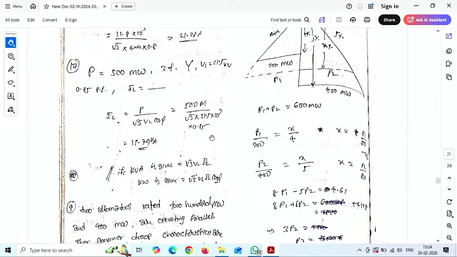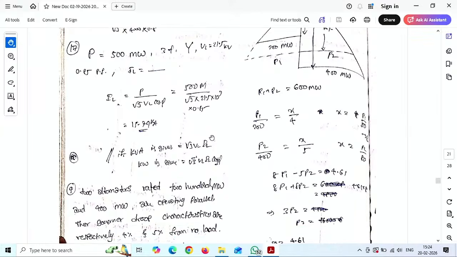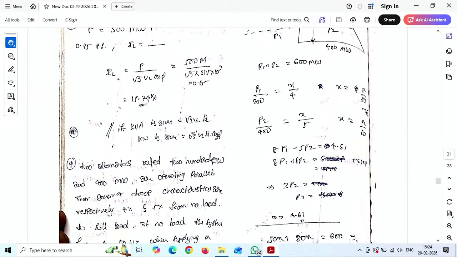X now we calculate as how much? 4.61. Resultant drooping is now settling at 4.61. He is asking the new set frequency. When they are operating, at what frequency will they settle? Ideally, at no load, what is the frequency to operate at? 50. Its new drooping is at what percentage? 4.61. Can you guess what would be the new frequency on full load?